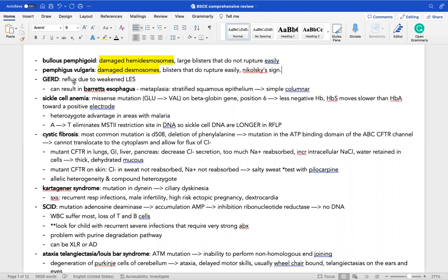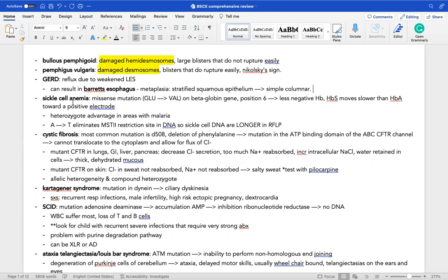GERD is a reflux disease due to weakened lower esophageal sphincter, can result in Barrett's esophagus. Also, we have metaplasia of stratified squamous epithelium to simple columnar, because as you know, the normal epithelium of the esophagus is stratified squamous, and if there's too much acid reflux, that can trigger it to be simple columnar.